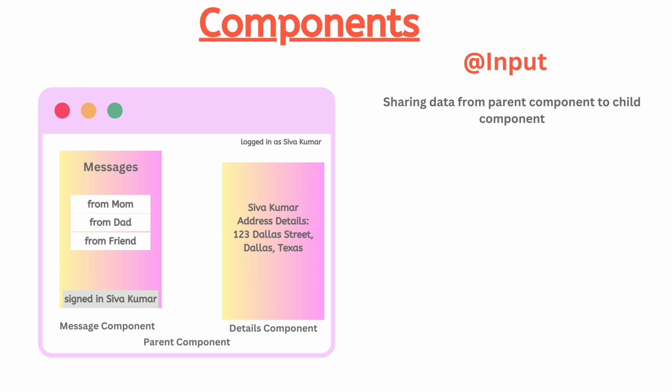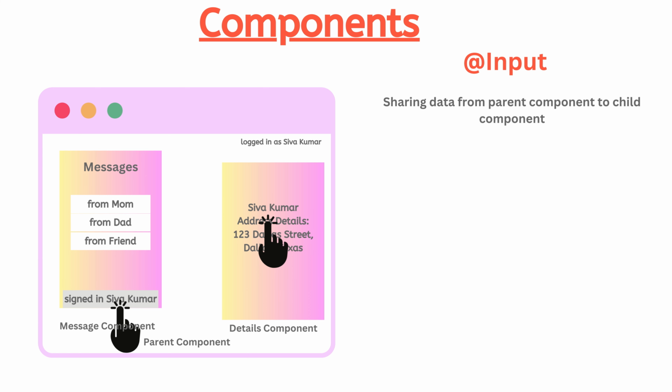So a child can get the data from the parent using @Input. For example, if you see the page where we have the messages and the message component as well as the details component, in both of these components there is one thing that is common: the name of the person, Shiva Kumar, on the right side. At the same time, if you see "Signed in as Shiva Kumar", that name is the same.